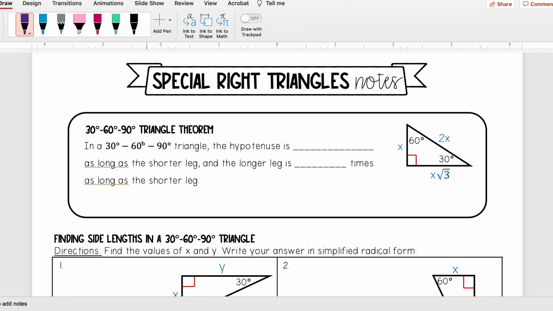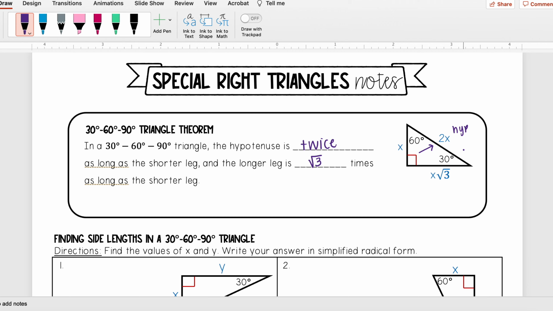And so this theorem tells us that in a 30, 60, 90 degree triangle, the hypotenuse is twice as long as the shorter leg, and the longer leg is the square root of 3 times as long as the shorter leg. And so we see that in this figure here, and so my short leg is my x, my longer leg would be x times square root of 3, and then my hypotenuse, which again is always opposite of my right angle, would be 2 times x.